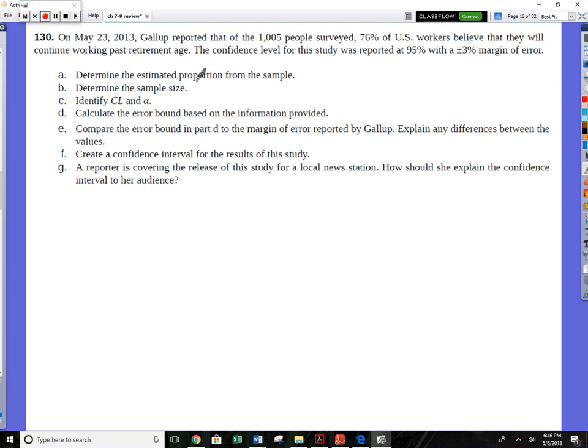Okay, so determine the estimated proportion. That's going to be 76%, so 0.76. Determine the sample size, that's 1,005. Identify the confidence level, that's 95%. And alpha is 5%, 0.05.